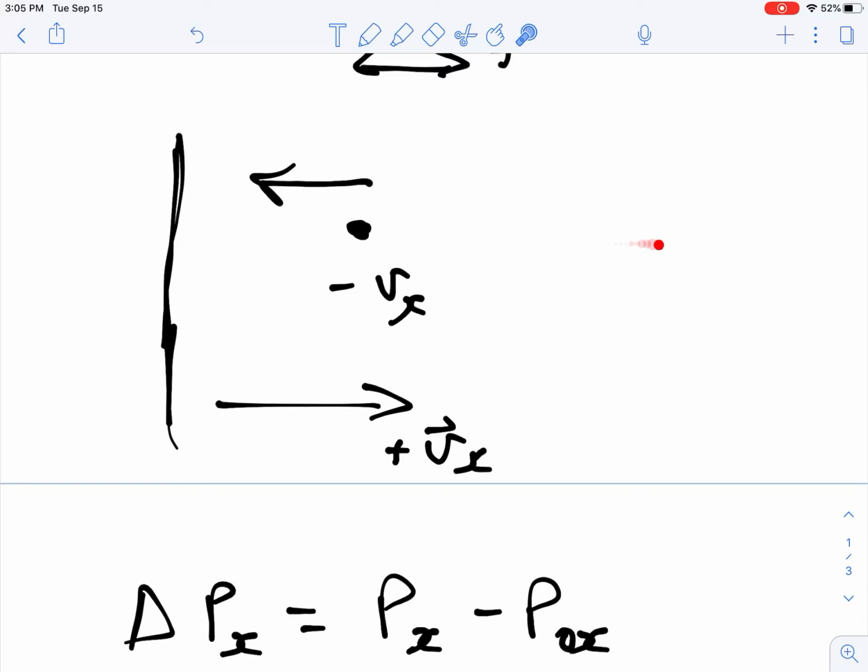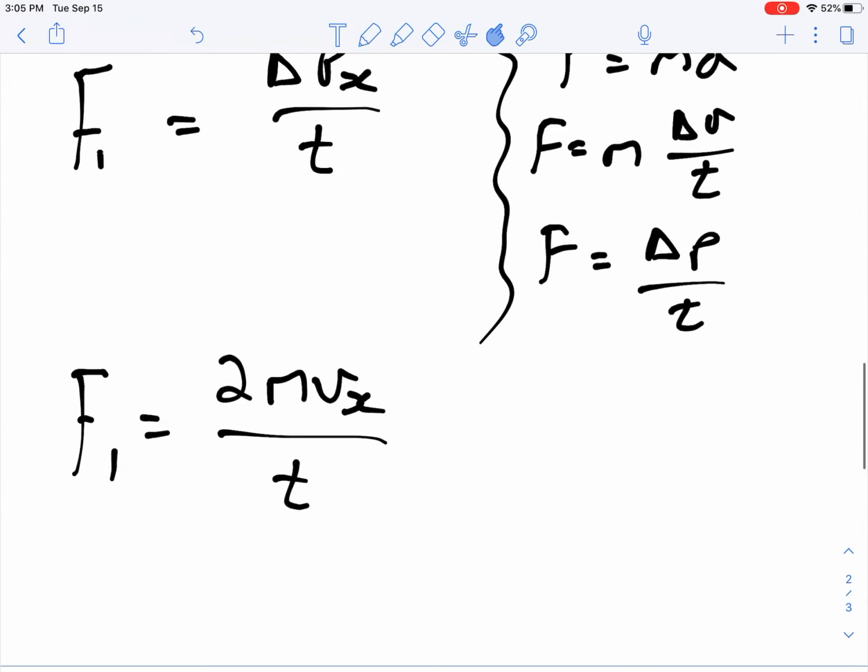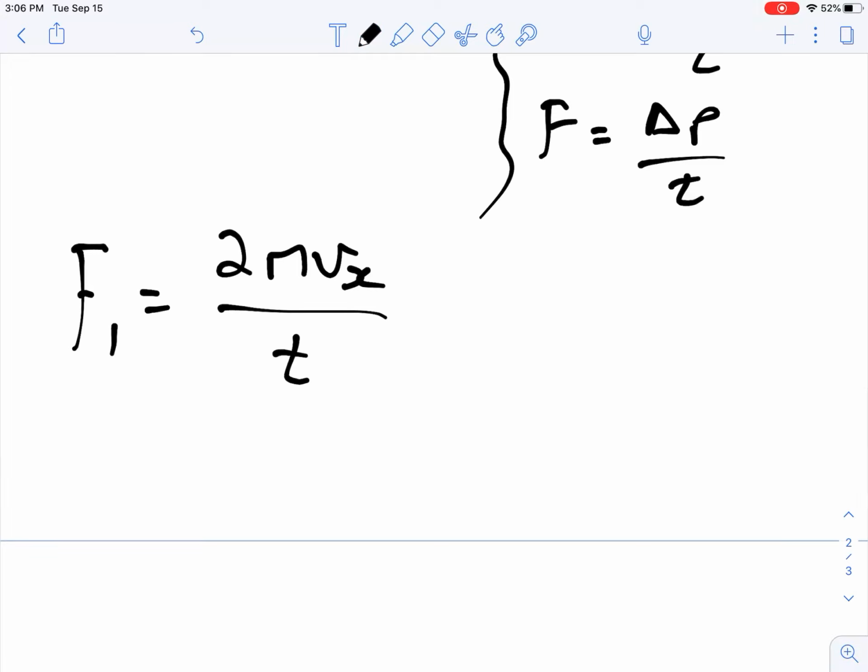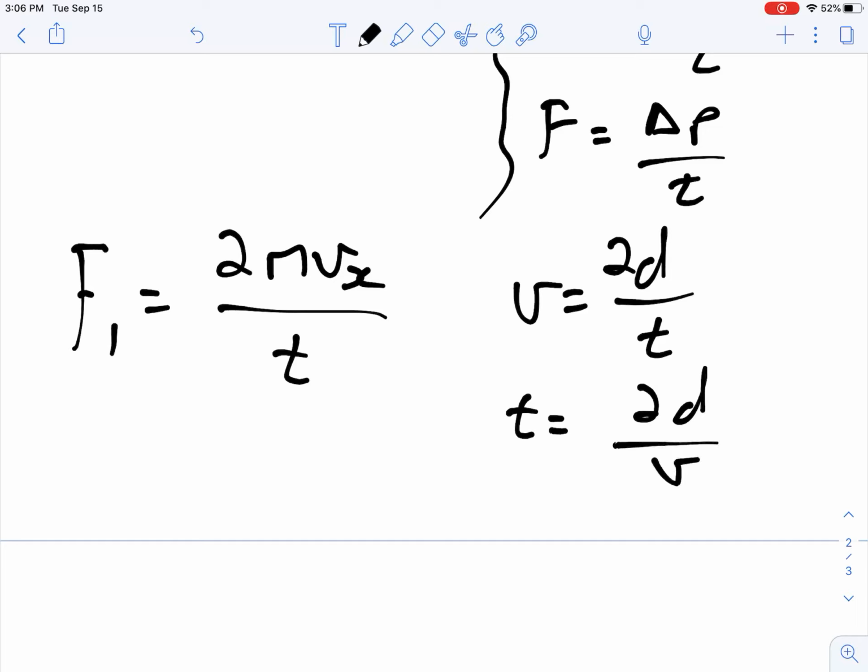So the distance between collisions is going to be twice the size of the box, right? From here to the next wall is going to be d. So it's going to travel a distance d, and then another distance d before it collides again. So the distance is going to be 2d. Why do I make that point? Well, because velocity is just distance over time, and our distance is 2d, so our time can be written as 2d over v. In this example, v is going to be the x component, so I should say x component for that.